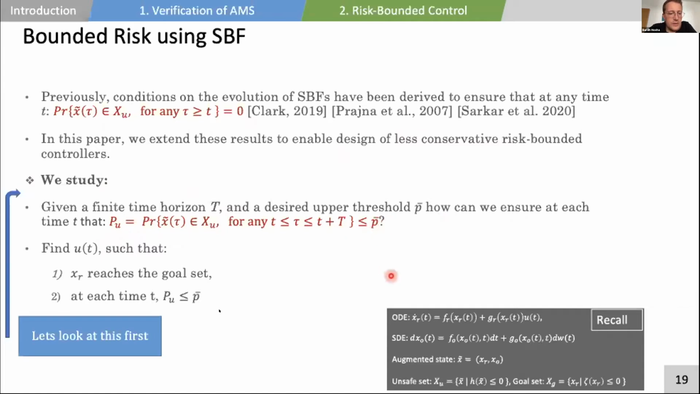So our goal is to find an input u_t such that x_r reaches the goal set, and at each time t, P_U is less than or equal to some p bar. So let's look at this first part.